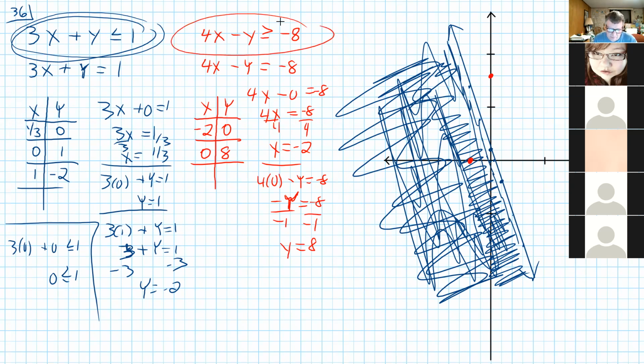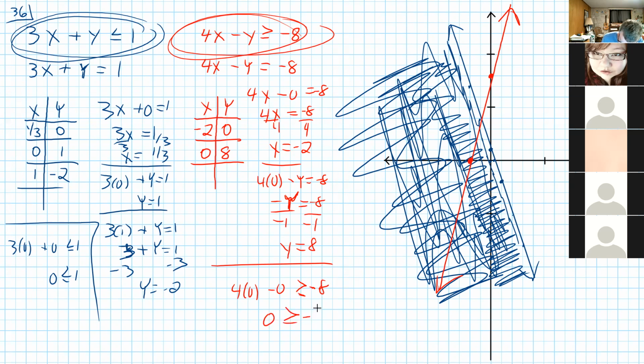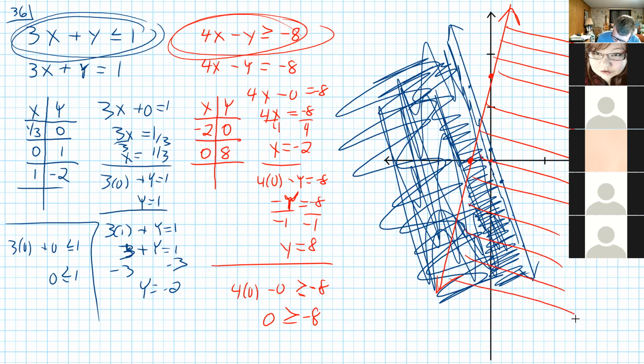My actual inequality, 4x minus y greater than or equal to -8, includes the equal to. So I'm going to draw a solid line. Okay. I'm going to use 0, 0 as a test point again and plug it into there. So I get 4 times 0 minus 0 greater than or equal to -8. 0 greater than or equal to -8? Yes, it is. So for the red inequality, 0, 0 is a correct solution. So the solution of the red inequality would be this.